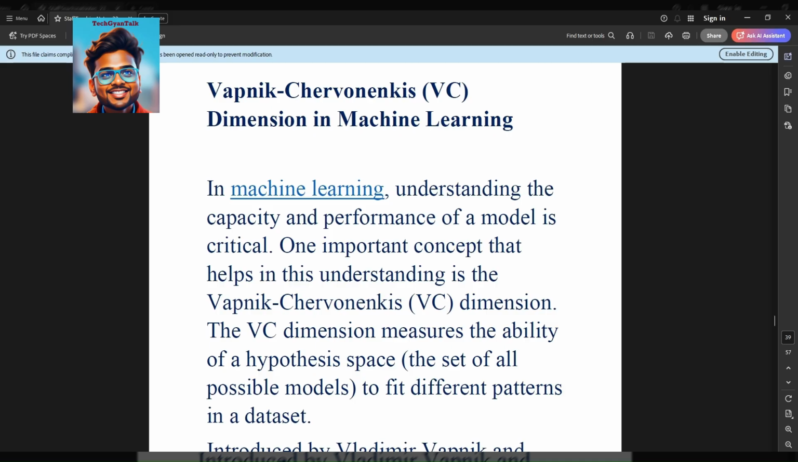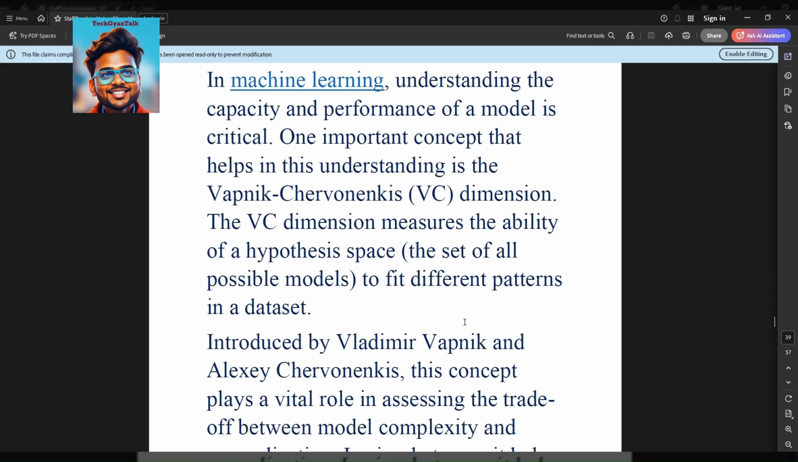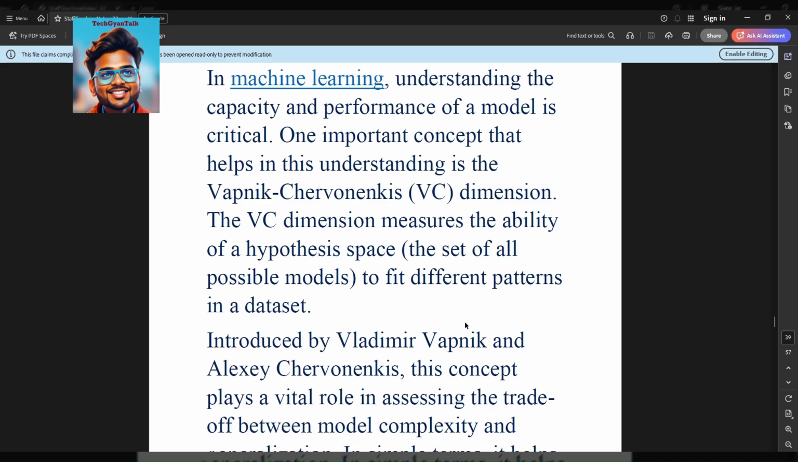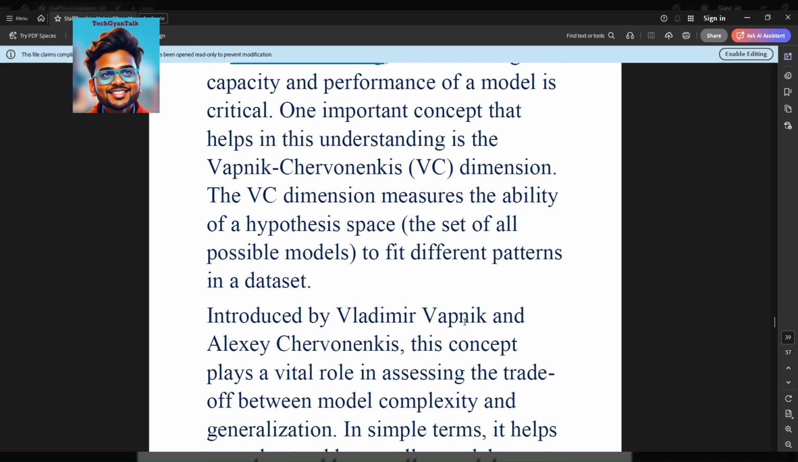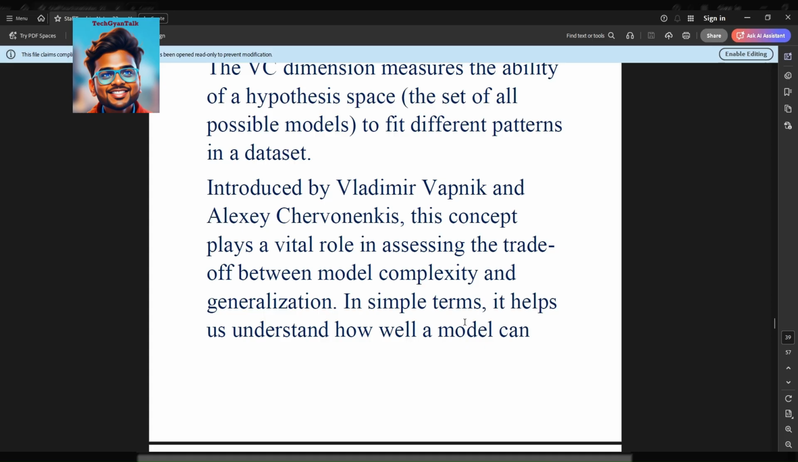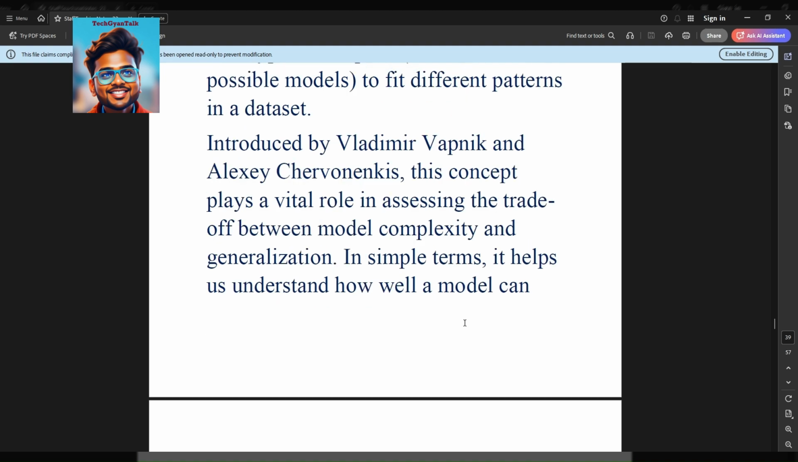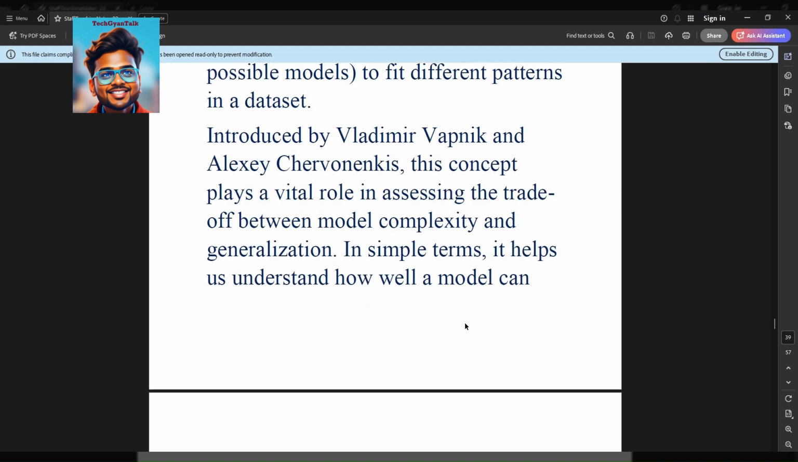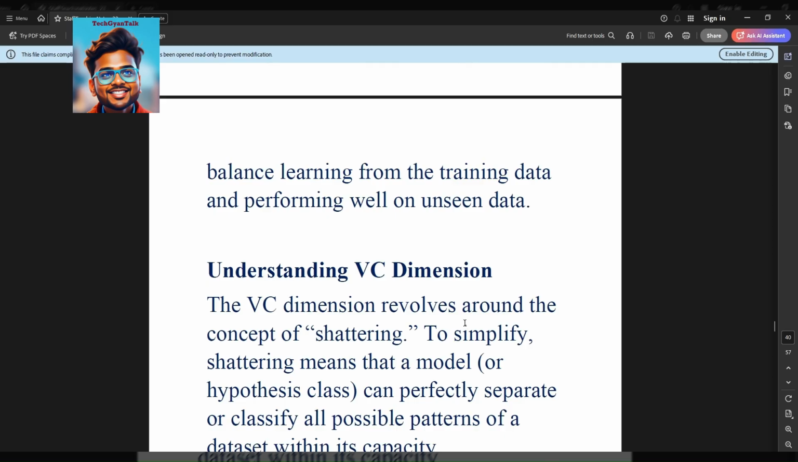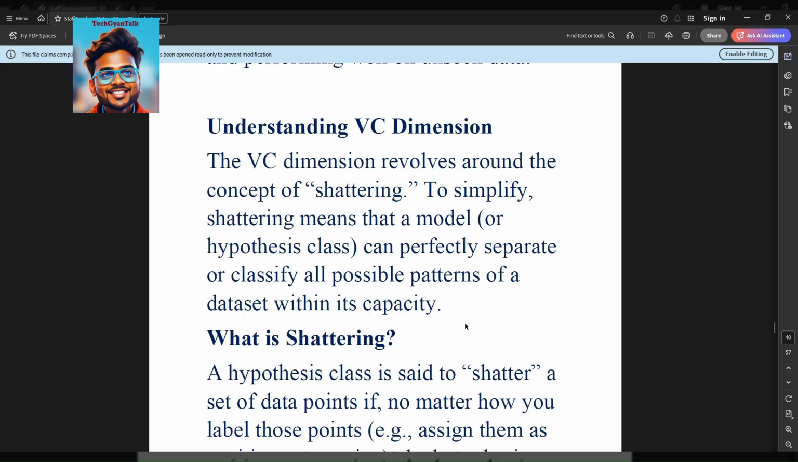The VC dimension measures the ability of a hypothesis space, the set of all possible models, to fit different patterns in a dataset. It was introduced by Vladimir Vapnik and Alexey Chervonenkis. This concept plays a vital role in assessing the trade-off between model complexity and generalization. In simple terms, it helps us understand how well a model can balance learning from the training data and performing well on unseen data. The VC dimension revolves around the concept of shattering.